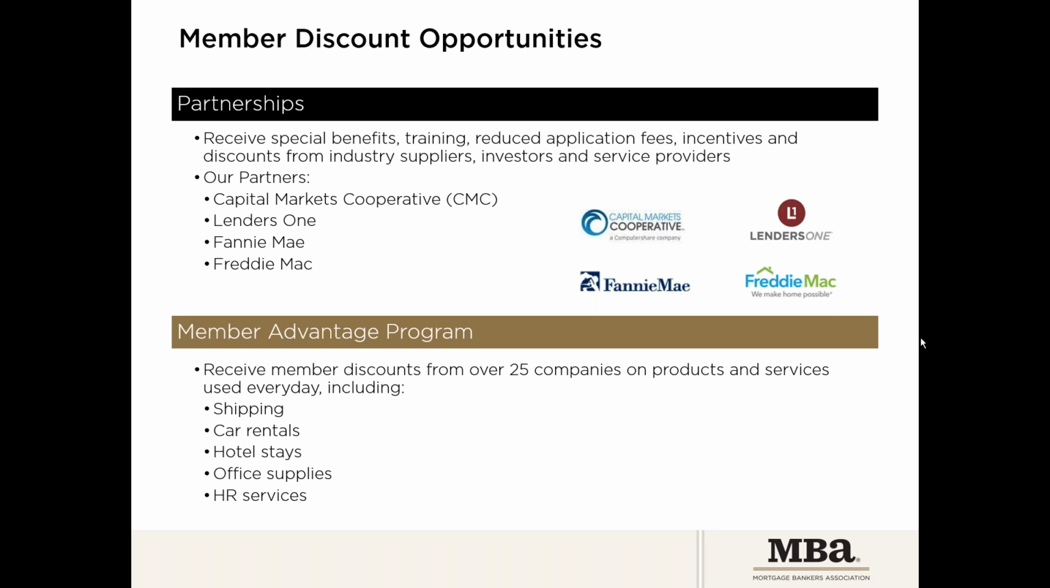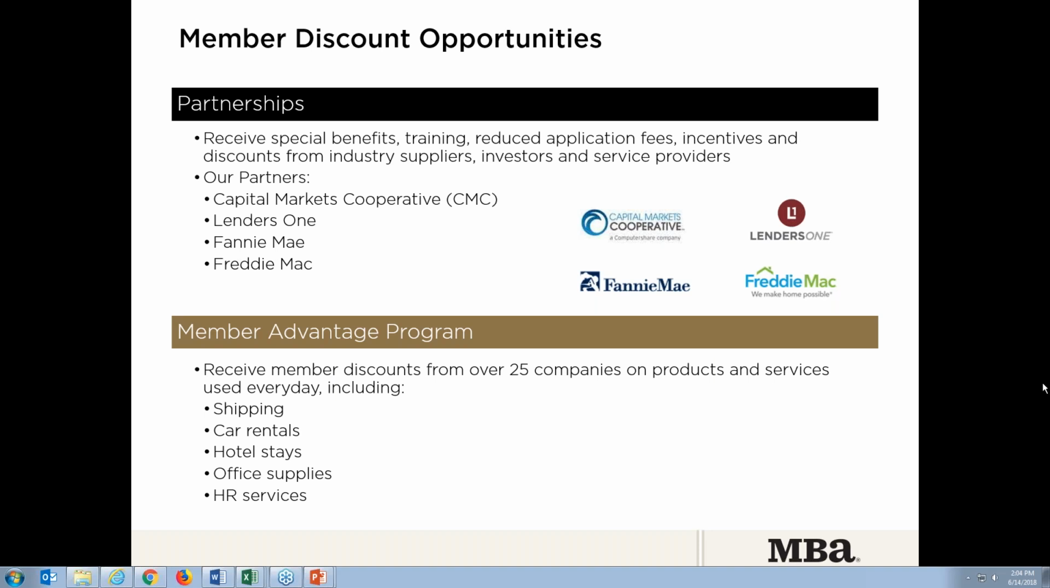We have also formed strategic partnerships with the GSEs, Fannie Mae and Freddie Mac, as well as with 2 national cooperatives, Capital Markets Cooperative and Lenders One. MBA members receive discounts off of the entrance and renewal fees with these cooperatives, as well as 50% off of application and reactivation fees with Fannie Mae and Freddie Mac, with savings of up to $2,500 per application. We also have a Member Advantage program where members receive discounts with over 25 companies on products and services, and a lot of the details on these various benefits and participating companies can be found through our member resources page.